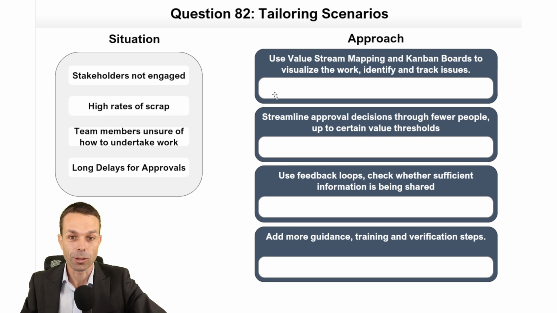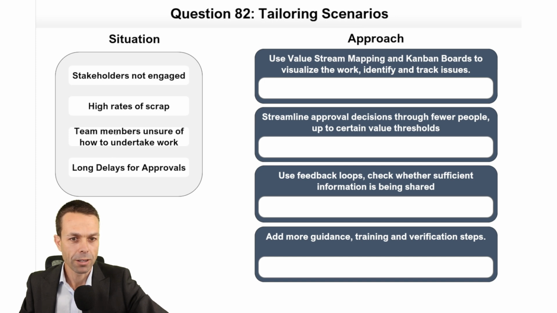Okay, tailoring scenarios. Use value stream mapping. Oh, so we've got the approach and the situation here. So if stakeholders are not engaged, let's have a look. Well, which way do we do this? Let's start on the right-hand side. When do we use value stream mapping and Kanban boards to visualize the work and track issues?